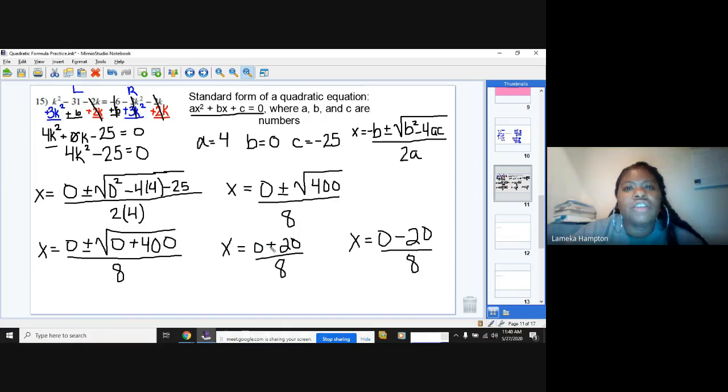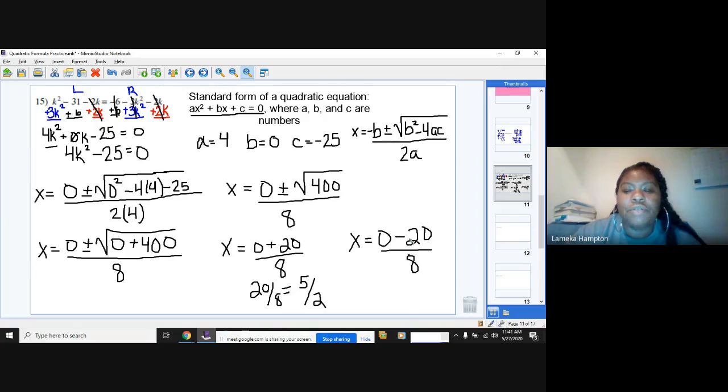All right. So at this point, it's just easy arithmetic. So down here, I have 20 over 8. And if I simplify that, that's going to give me 5 over 2. Yes, that is going to give me 5 over 2. My greatest common factor is 4. So 20 goes into 4 5 times. 8 goes into 4 2 times. Okay. So same thing over here.